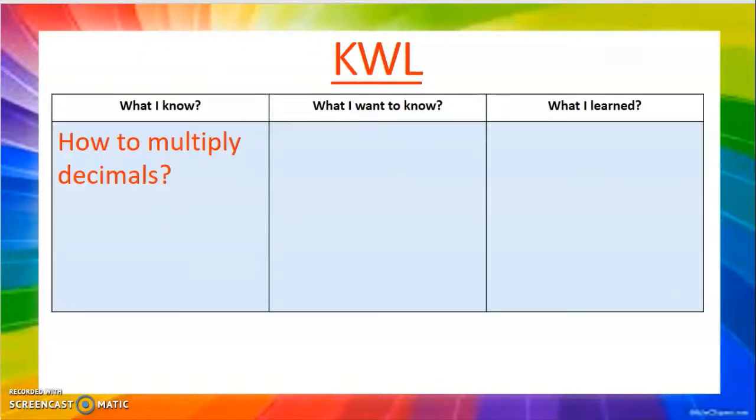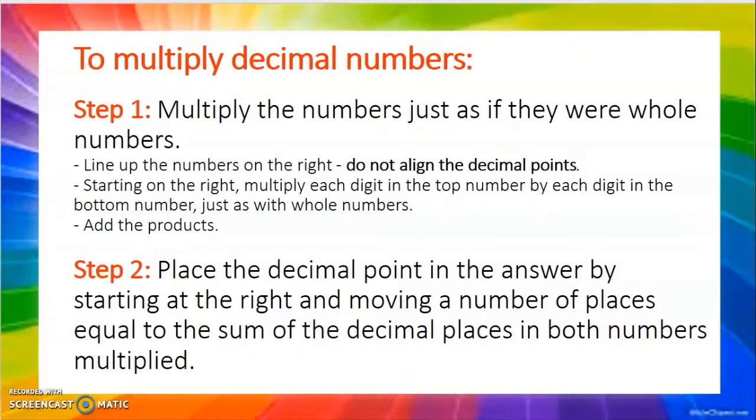How to multiply decimals? To multiply decimal numbers, first multiply the numbers just as if they were whole numbers. So you're going to line up the numbers on the right. Do not align the decimal points. Starting on the right, multiply each digit in the top number by each digit in the bottom number, just with whole numbers. Then add the products.